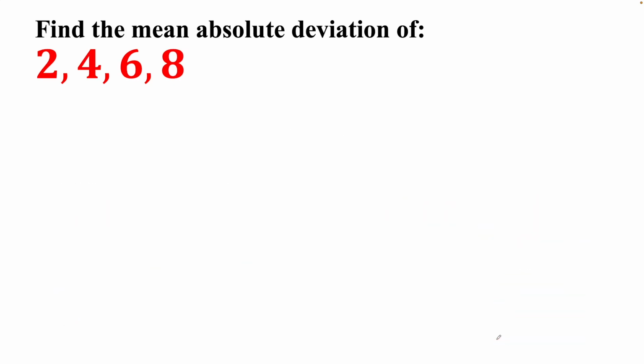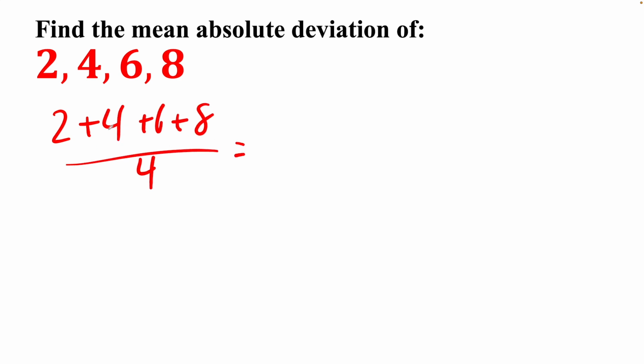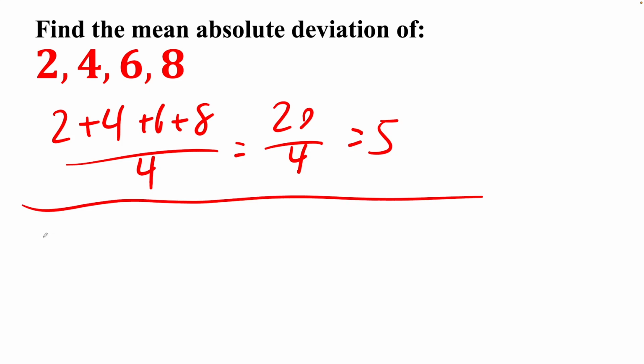And now for the last problem, same idea. 2 plus 4 plus 6 plus 8. How many numbers? 4. 2 plus 4 is 6. 6 plus 6 is 12. 12 plus 8 is 20. Divided by 4 is equal to 5. Now we got to do the absolute deviation.